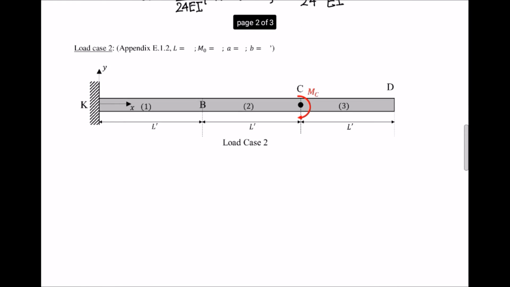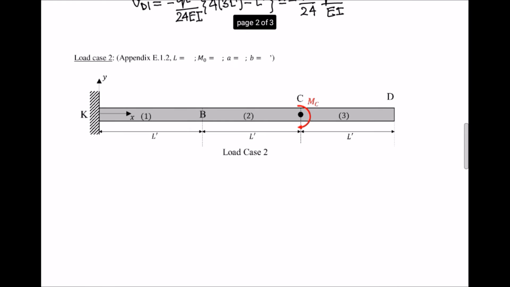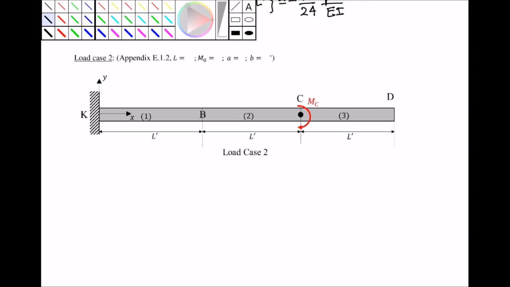For the second load case, we have an applied clockwise moment MC at C. In this case, the total length L is 3L prime again. MC being clockwise, we have M naught equals minus MC, A equal to 2L prime, and P equal to L prime.